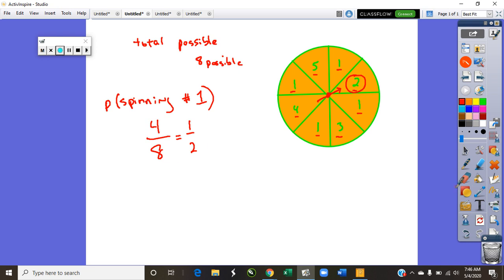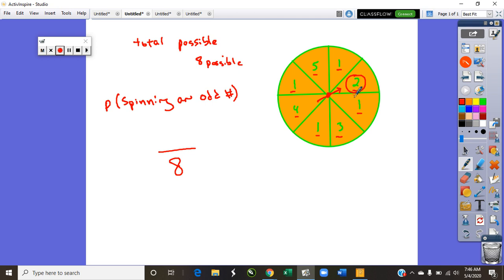Okay, let's say I have a problem that says I want to know the probability of spinning an odd number. Well, again, the total possible outcomes is going to remain 8. That doesn't change, because no matter what, there's only 8 spots on here. No matter how many times I spin it, every time I spin it, there's only 8 spots.